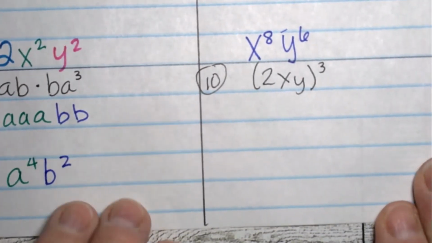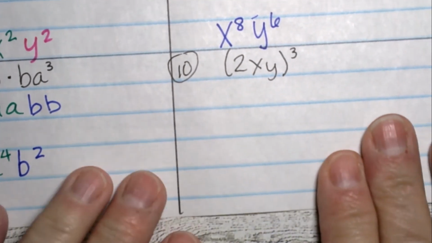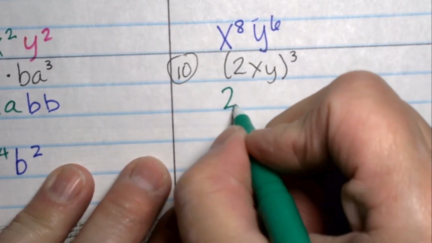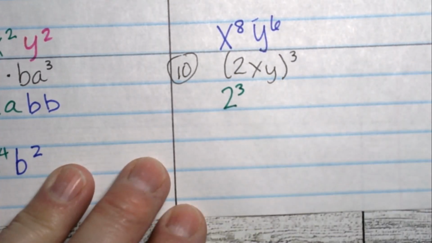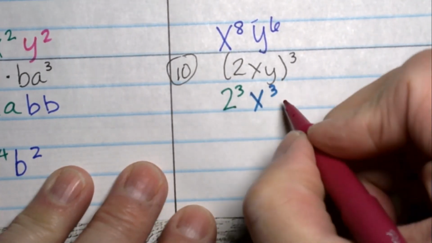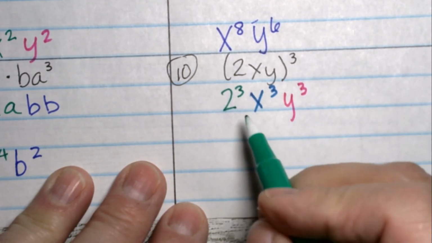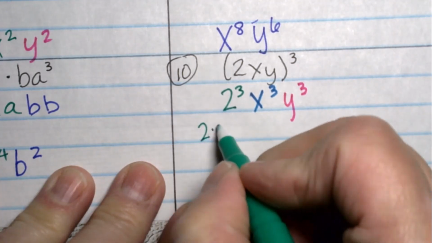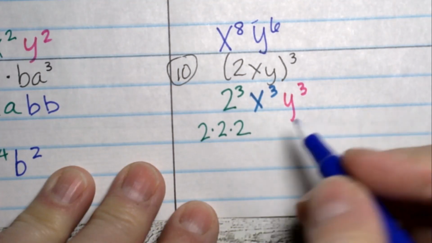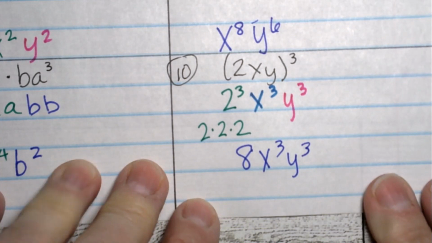And number 10. Everything's getting powered up. This isn't the hardest problem on the page. This was kind of a little bit of a cool down, but everything is being powered up. The 2 gets the 3rd power. The x gets the 3rd power. And the y gets the 3rd power. Everything powering up. And the only thing that's left to do is take 2 times 2 times 2. And that is 4 times 2, that's 8. X cubed, y cubed, and that is the final answer.